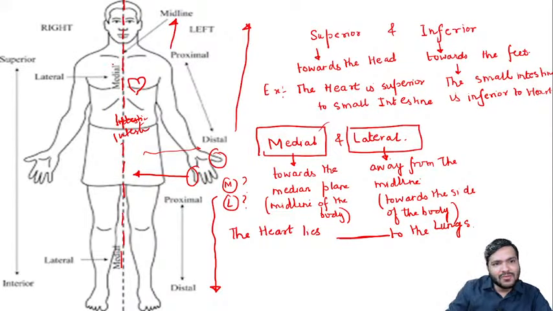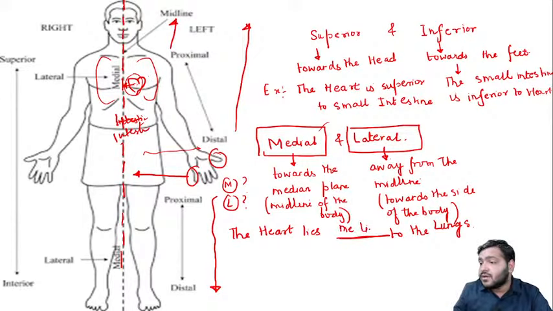You all know that over here we have the lungs, and in between basically the heart is located. And ultimately, as compared to the lungs, the heart is coming very much closer to the midline of the body. That's why the heart lies medial as compared to the lungs.